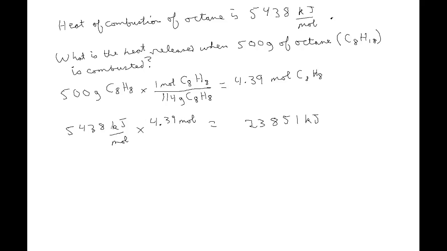I think we were just rounding off differently. Did I do this correctly? 5438 times 4.39. All right, so it's somewhere in the 23,000s anyway, depending on how you round off. This is what I got. Oh, yeah, if I just use the full number, I get the same thing as you. Okay, good.